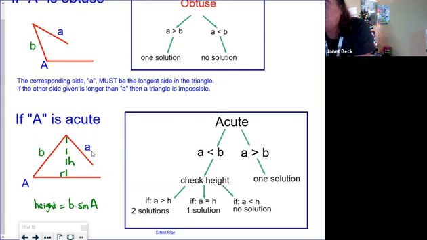If this side is longer than B, if it wasn't a short one, if it was a long one, it's nice and easy.